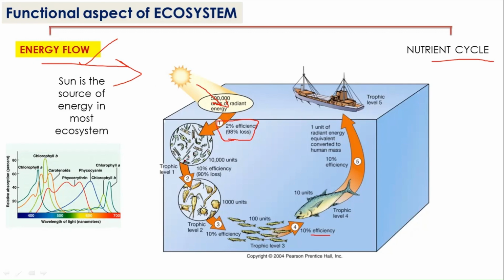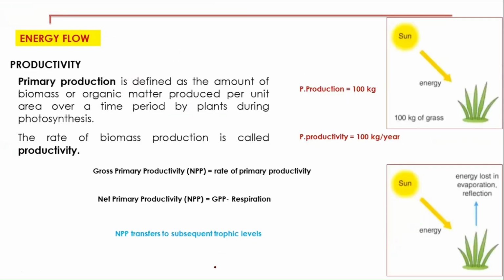And after that, there is a 10% rule, which is quite evident and quite commonly taught in our classroom, or in general, that at each trophic level there will be only 10% efficiency of the transfer of the energy to the next trophic level, right? So this is how energy flow works. I will come to this again later.